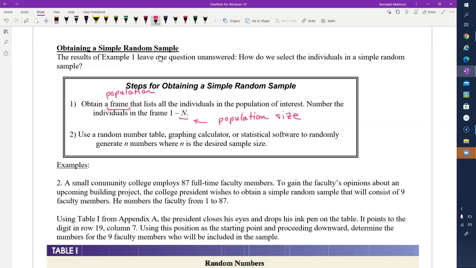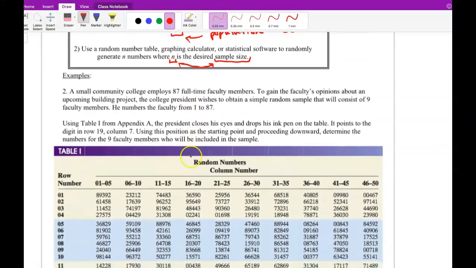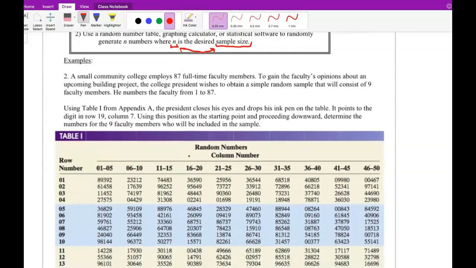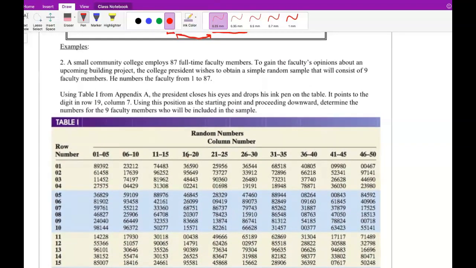And step 2, use a random number table. In this example, we are going to use this table to obtain a simple random sample. We have other methods too, such as a graphing calculator or statistical software, to randomly generate n numbers, where n is our sample size. Okay, so let's work on this example showing how we can use this table to find our samples.